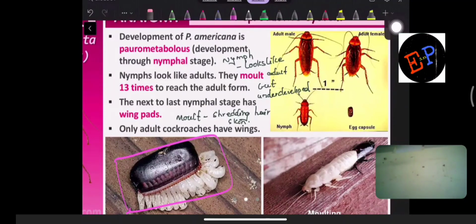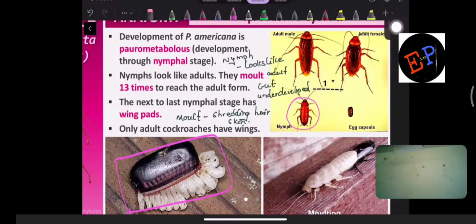And where you find this nymph stage, you will find it in cockroach. Are you able to understand, ma? So it means this nymph stage is a stage where it is an underdeveloped cockroach. Shape will be just like a cockroach only. Nymph also looks like a cockroach only, but the parts are not highly developed. So that type of indirect development we can call the nymph stage. And nymph stage you can find in cockroach. Understood now what is happening?